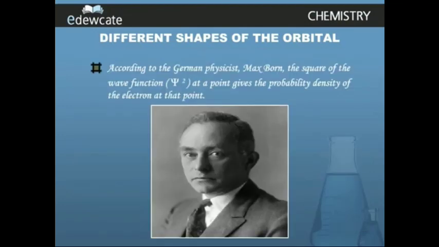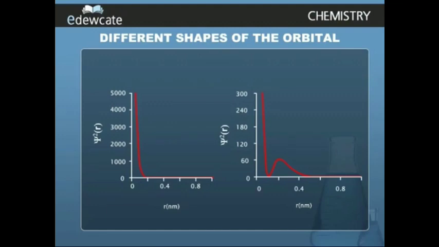According to the German physicist Max Born, the square of the wave function, which is the psi square at a point, gives the probability density of the electron at that point. The variation of psi square as a function of r for 1s and 2s orbitals is shown here. Notice that the curves for 1s and 2s orbitals are different.